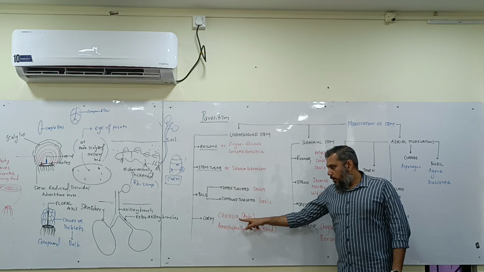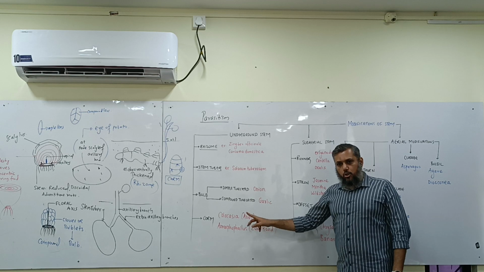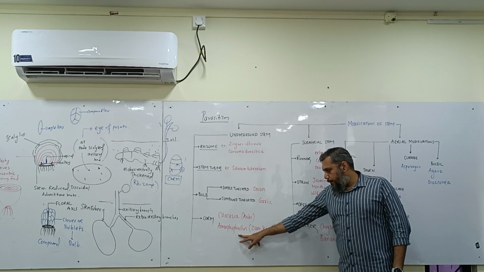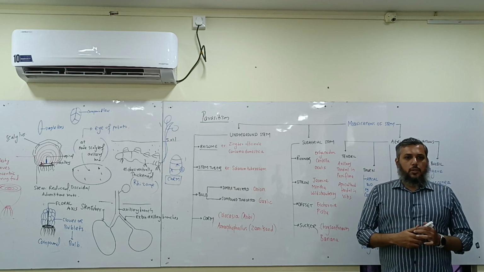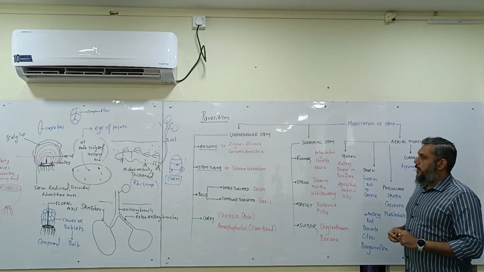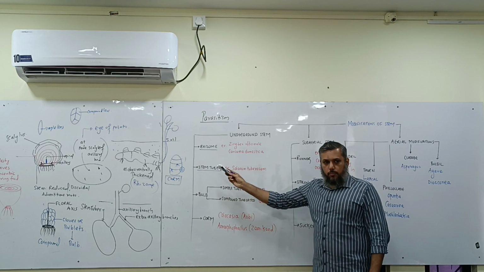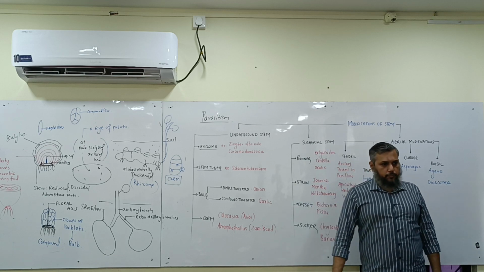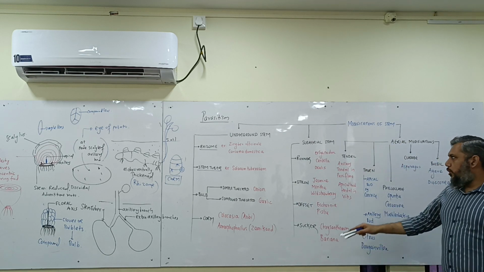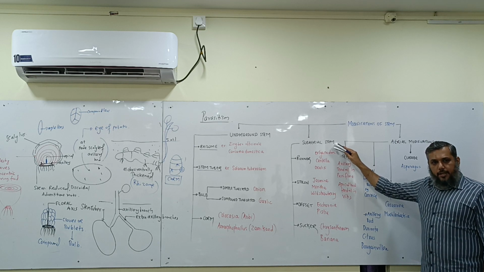Corms include colocasia, arbi. One of them is called suran in Marathi. Amorphophallus is what? Zamikand or the elephant's foot. So here we have underground stem modified as a rhizome, stem tuber, bulb, and corm. Okay. So in tomorrow's lecture, we'll talk about sub-aerial stem.